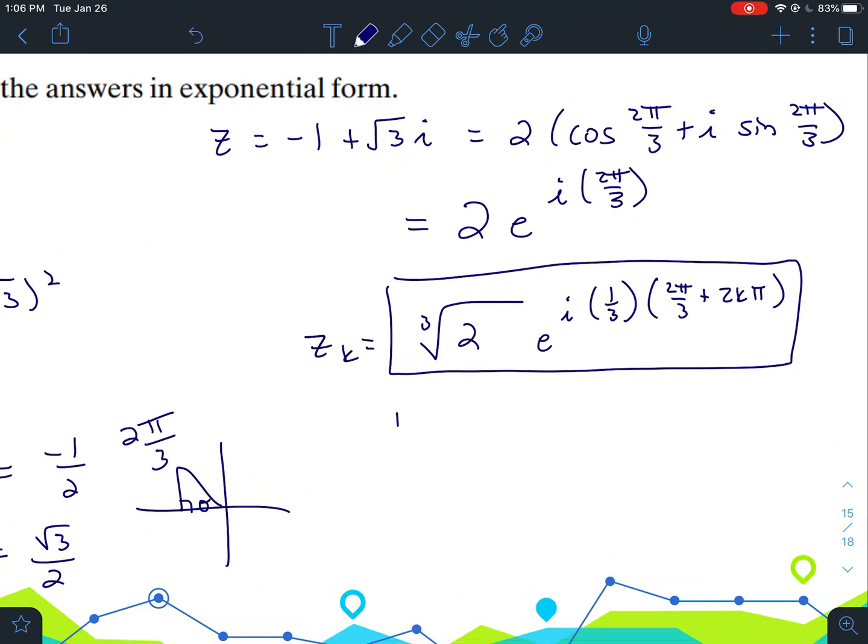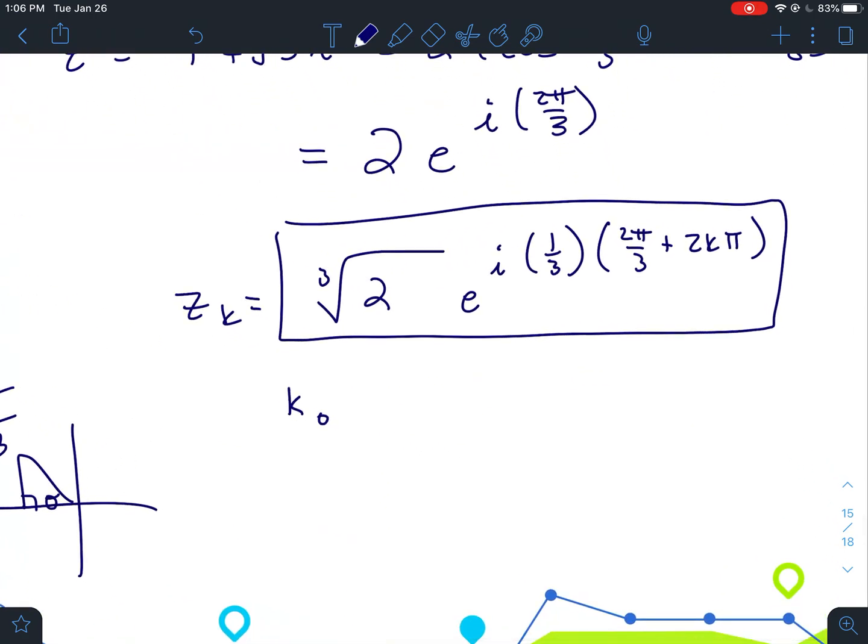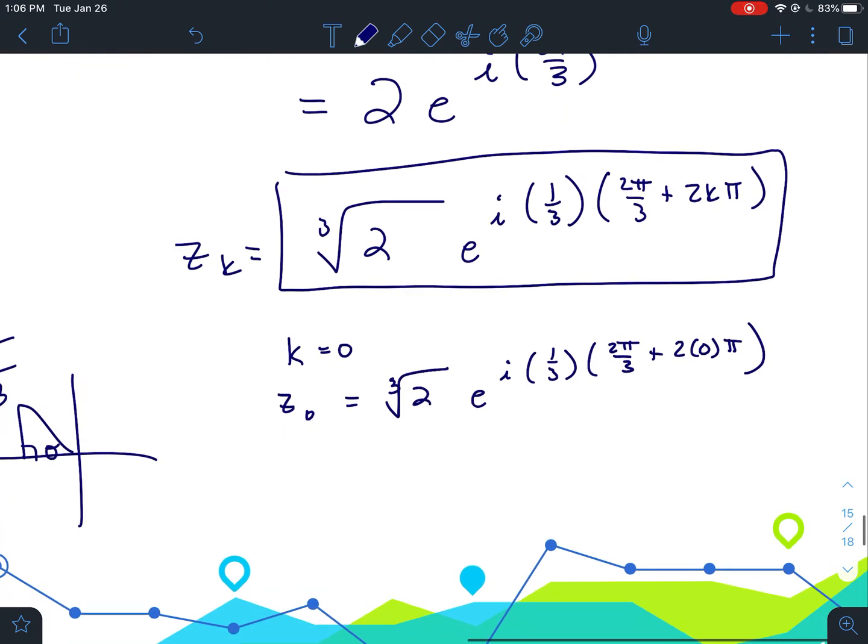And so z sub k. So if k equals 0, I think we start with 0. Yep, so where k is 0. So if k is equal to 0, so that would be z sub 0, we would get the cube root of 2, and then e^i times 1 over 3 times 2 pi over 3 plus 2 times 0 times pi. And so we would get the cube root of 2 times e to the i raised to the 2 pi over 9. Or we could do, what if k is 1?